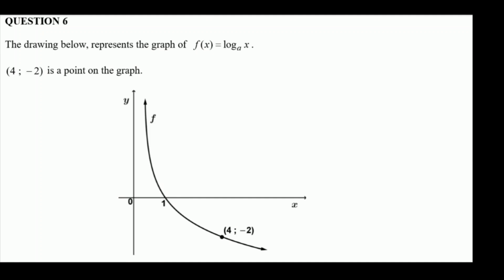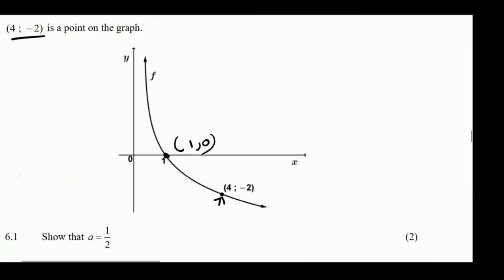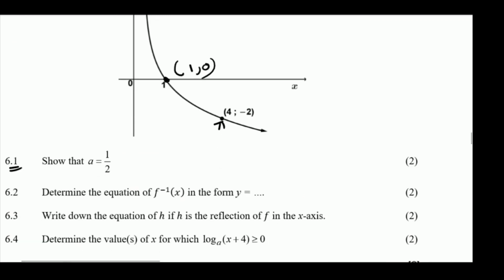So now we're going to do question 6, where we are given this equation of our graph, which is f(x) = log base a of x, right? And we are given a point which is (4, -2). So there is the point there in the graph, and we also know the x-intercept, which is (1, 0), right? So that is the information from the graph, and we are asked in 6.1 to identify or show that a = 1/2, right?